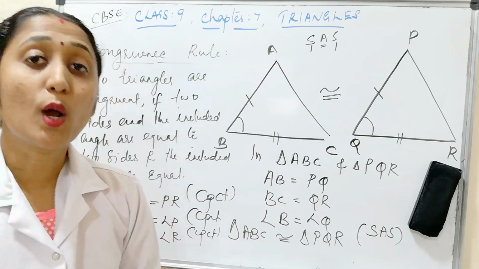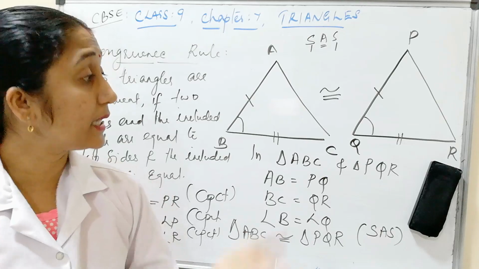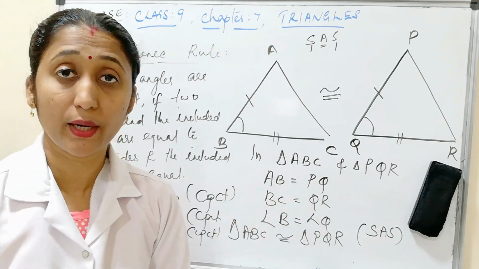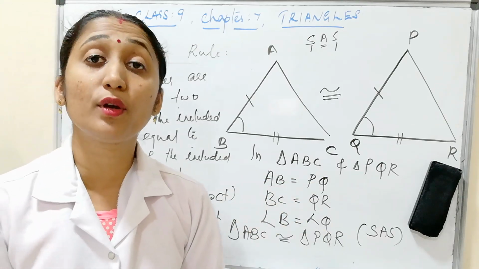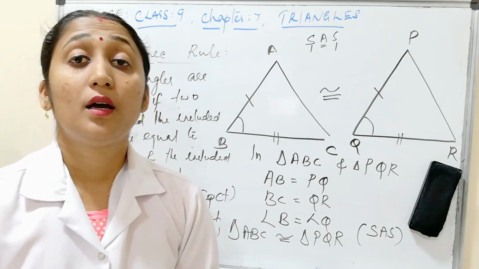Okay. So all of you got an idea about the congruence rule and the SAS congruency. Now next class we are moving on to the ASA congruence rule, that is very important with the proof.